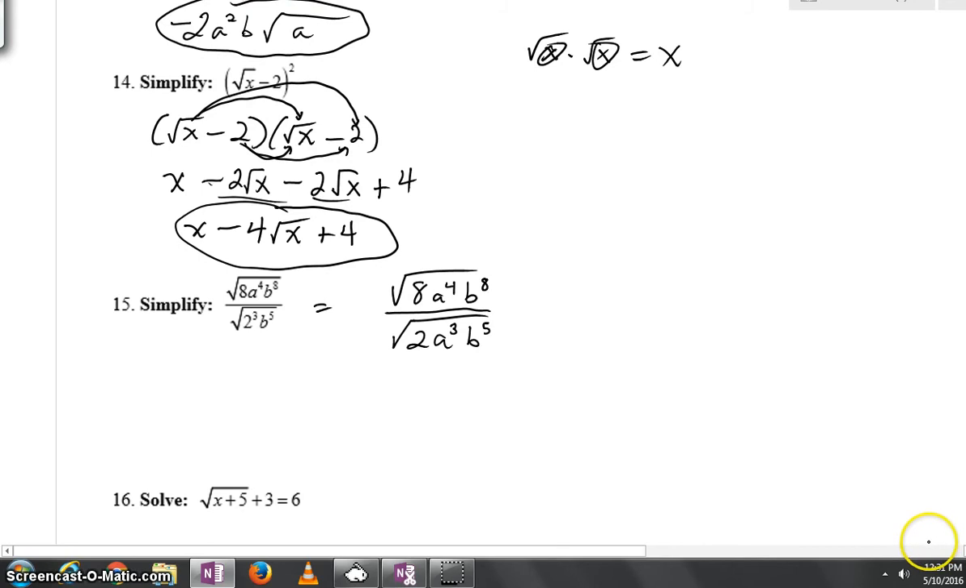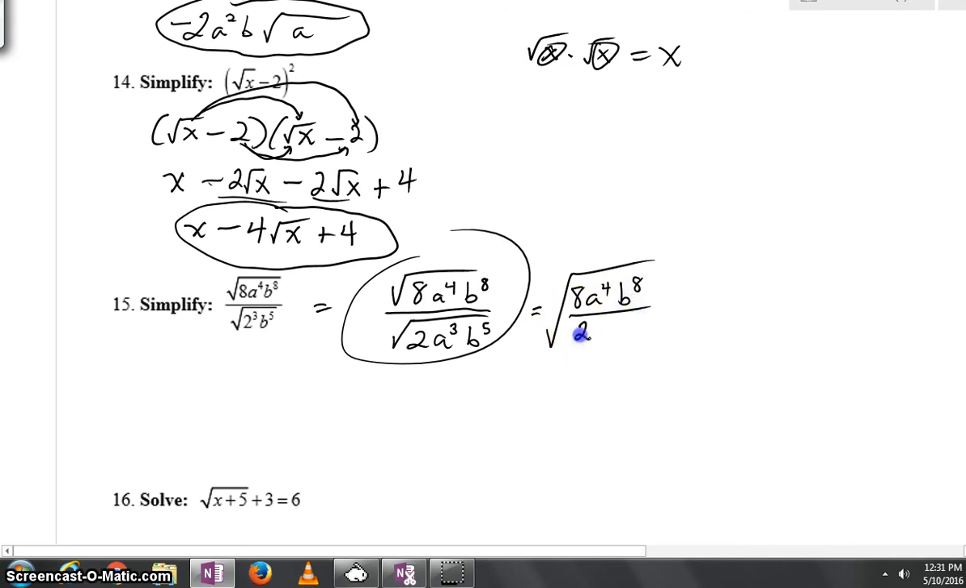Number 15, my form is a little bit different than the one that you were given in class. I had to clean mine up a little bit. Look at the handwritten form right here. Obviously, what you'd like to do is turn this into one radical so that we can divide. And we'll have 8a to the 4th b to the 8th over 2a to the 3rd b to the 5th. And then we just simplify.